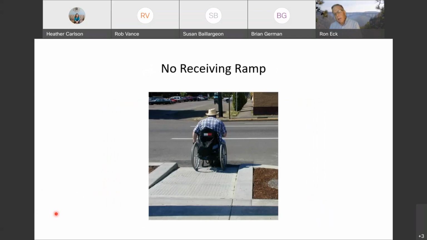Another mistake, no receiving ramp. There's several mistakes here. Notice there's no detectable warning surface here either. But notice on the other side of the street, there is no way for this individual to get back up onto the sidewalk because, as I say, there's no receiving ramp. They're going to have to probably go in the street for some distance to find a driveway or some other location where they can get up onto the sidewalk. And that presents some safety issues. So there should be two ramps at every location, one to take people into the street and the other to receive them, to get them back up onto the sidewalk.